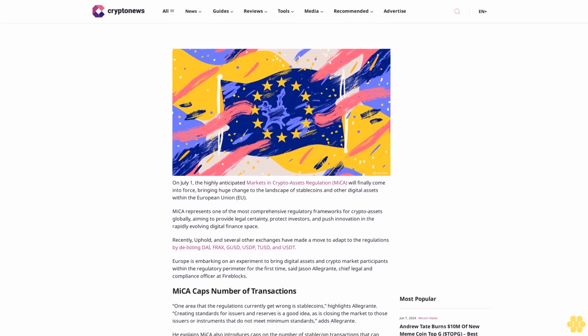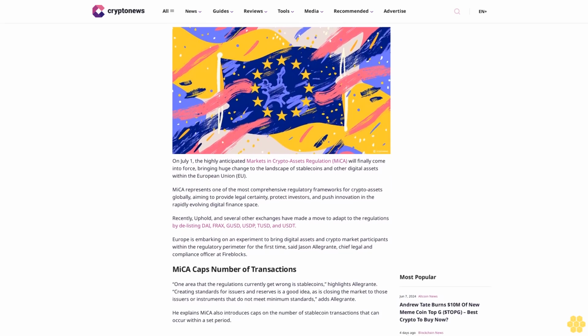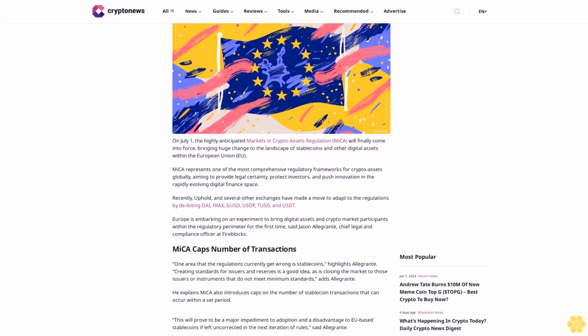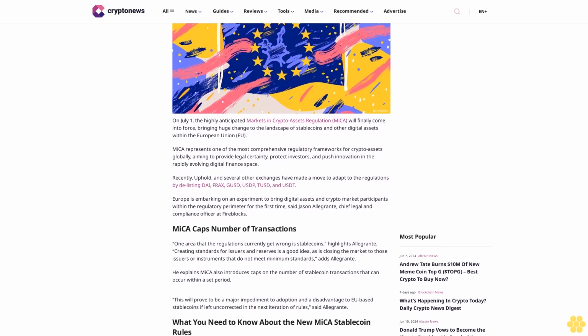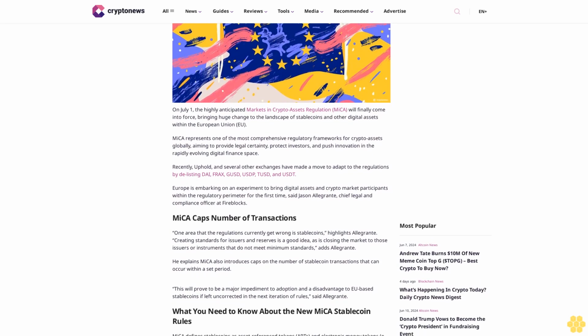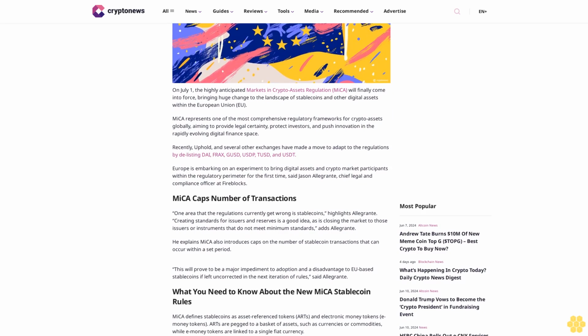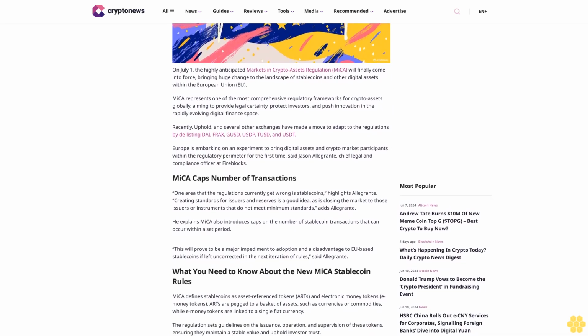On July 1, the highly anticipated Markets in Crypto-Assets regulation, MiCA, will finally come into force, bringing huge change to the landscape of stablecoins and other digital assets within the European Union, EU. MiCA represents one of the most comprehensive regulatory frameworks for crypto assets globally, aiming to provide legal certainty, protect investors, and push innovation in the rapidly evolving digital finance space.